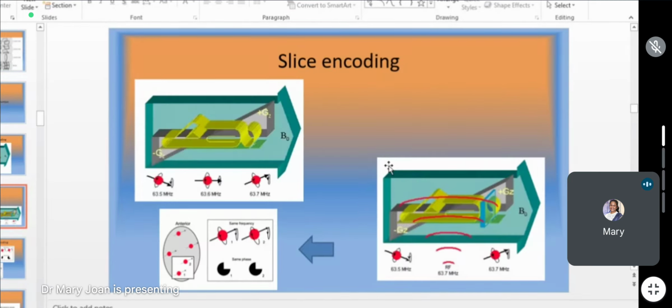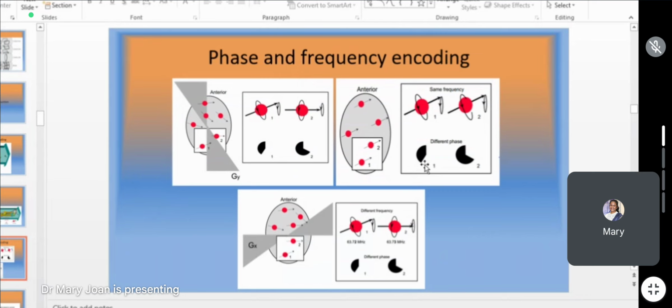Here it was the same frequency and same phase. Here it is the same frequency but different phases. And here it is different frequency and different phases. You can see that the gradient phases are also changing with respect to the nucleus which we are considering.